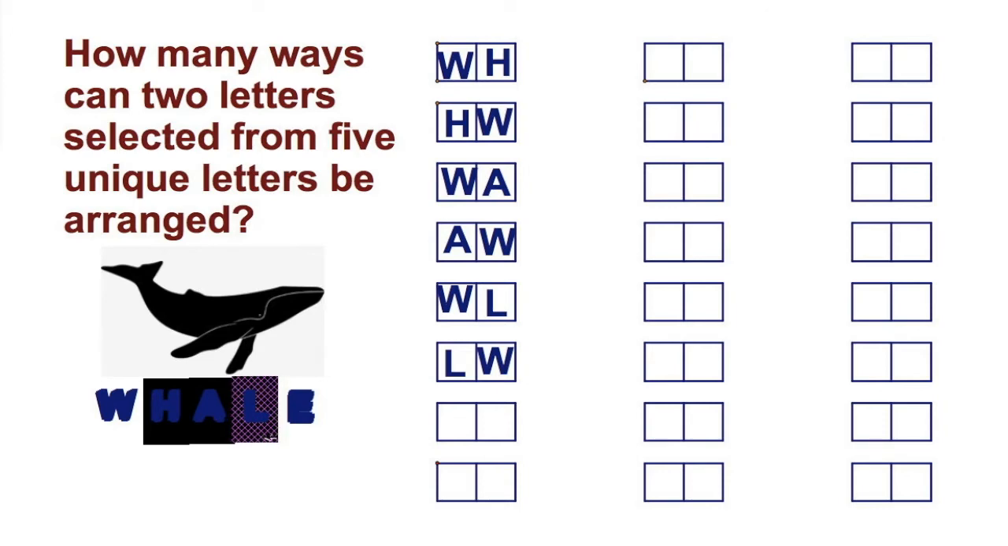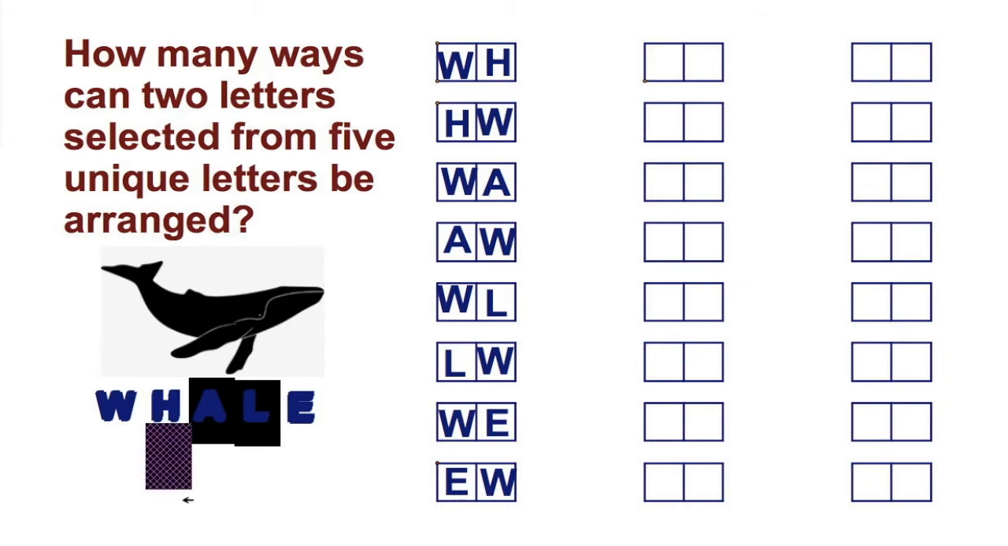How about the W and the E? Let's try that. The W and the E, and the E and the W. Wow. Well, now let's look at it this way. That's all the possibilities that contain the W. Let's move on to the H. Now, the H and the W are already taken care of, so that's not really going to matter.